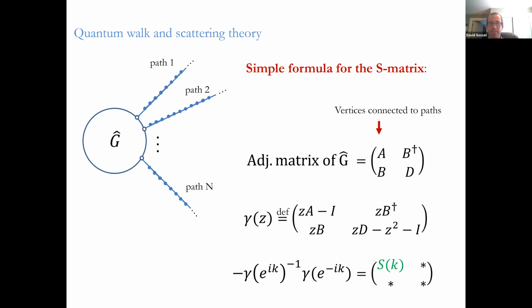Okay. So this is the simple formula for the S matrix, and it shows that it's easy and efficient to compute the S matrix given a graph G hat and a selection of vertices where you're going to connect these semi-infinite paths.